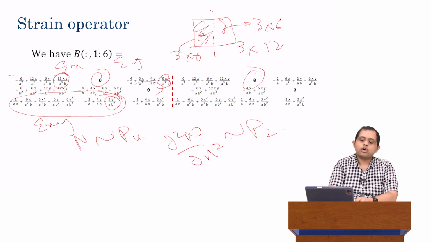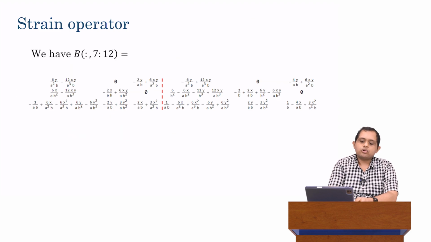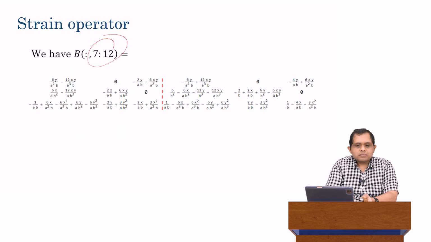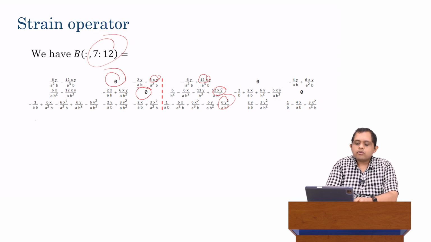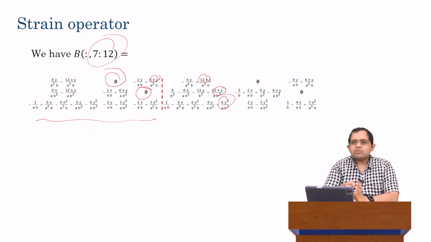So this is basically columns 1 through 6, and now I'm showing you columns 7 through 12. Similar idea over here. You'll notice each of these is a quadratic expression. That's exactly what we expect. And as we see here, for epsilon x, the middle value is becoming 0. Similarly, for epsilon y, the last value is becoming 0. For epsilon xy, no such thing is happening. So that gives you an idea of the structure of this B matrix.